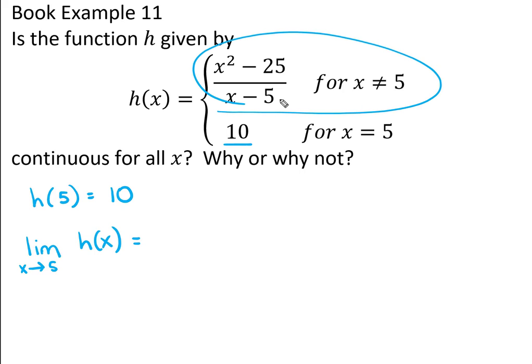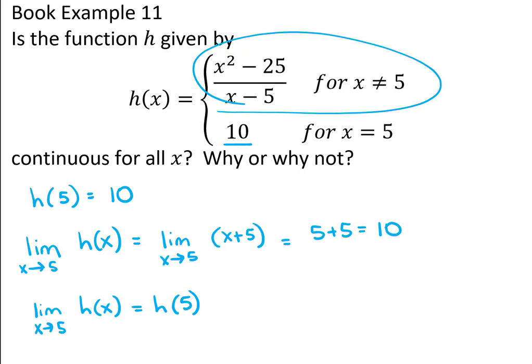We know that the limit exists for that, and we can take that equation and simplify it algebraically. So that would be equivalent to finding the limit of x plus 5. And so we can just evaluate that by plugging it in and getting 10. So we have h of 5 is 10, we have the limit is also 10, so therefore they match. And so because the limit matches, it satisfies all three conditions, and so therefore it's continuous at 5, and therefore the whole function is continuous.